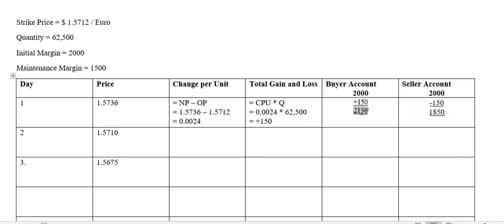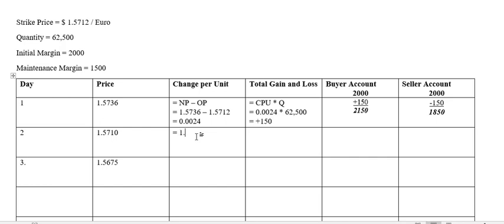This is going to take a bit of time. So this would be our remainder balance. Now what should we do? We should compare the remainder balance with the maintenance margin. Both the buyer's and seller's account remaining balances are way above the maintenance margin, so there is no margin call issue. So we proceed to the second day adjustment, and on the second day again new price minus old price.